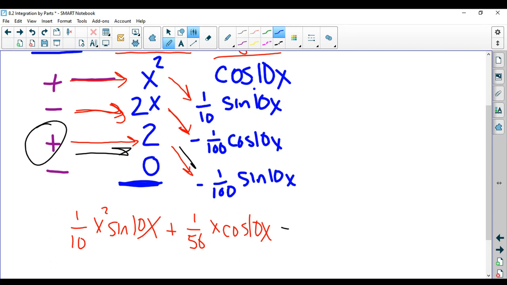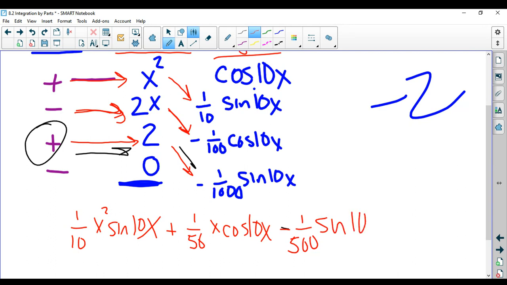And did I say 1,000 here? That's what I meant. Shoot. It's coming towards the end of the year, so we're okay with that, right? Negative 1 over 500 sine of 10x plus c. So I know it didn't look it, but that was easy.